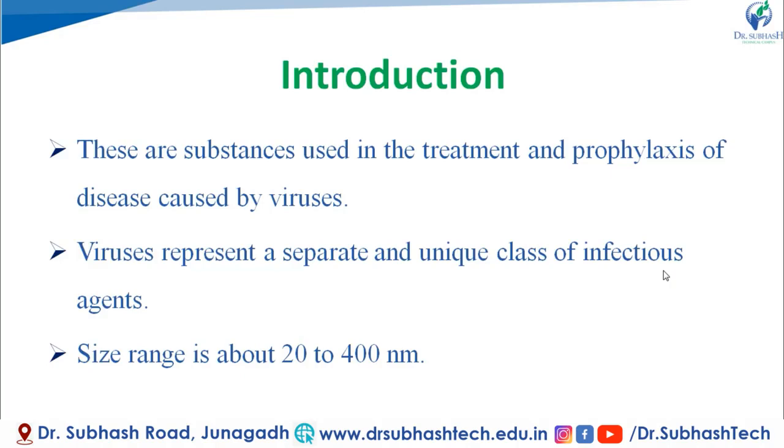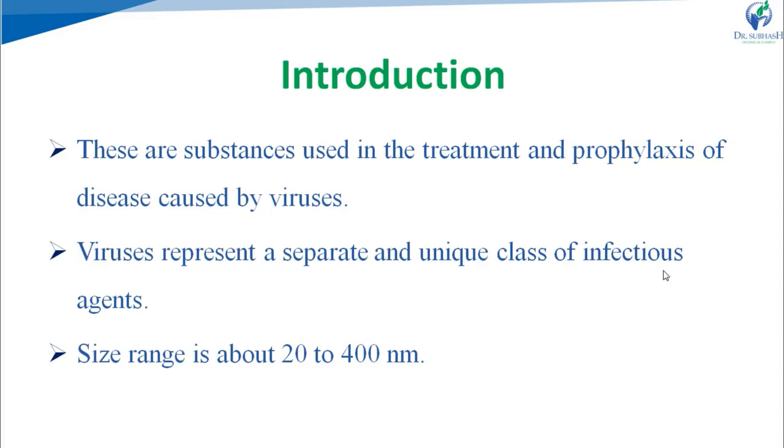Right? So viruses are unique organisms and they are too small in size as compared to bacteria. They are the smallest of all self-replicating organisms, right? And they are able to pass through the filter that retains the smallest bacteria. Viruses can pass through this filter.